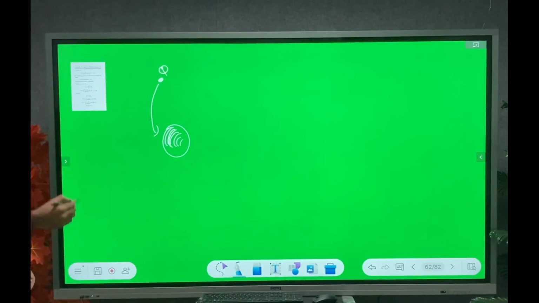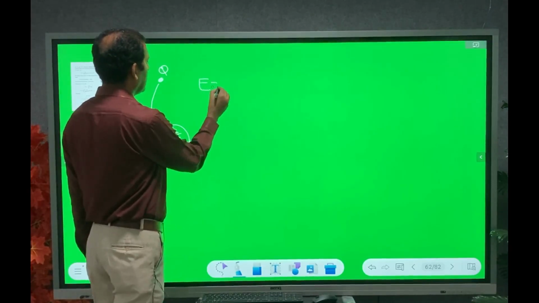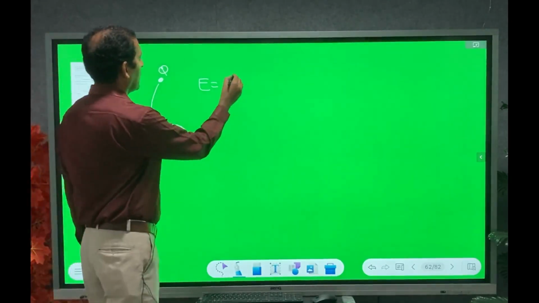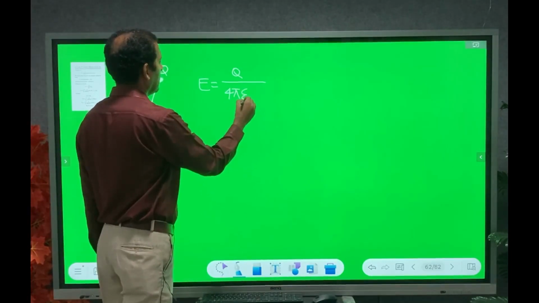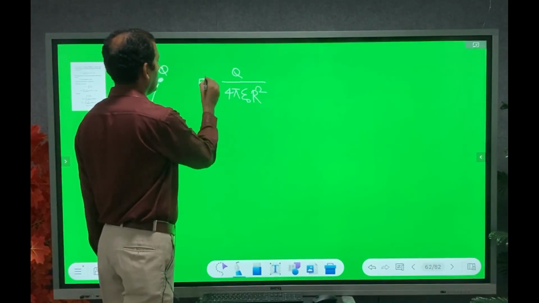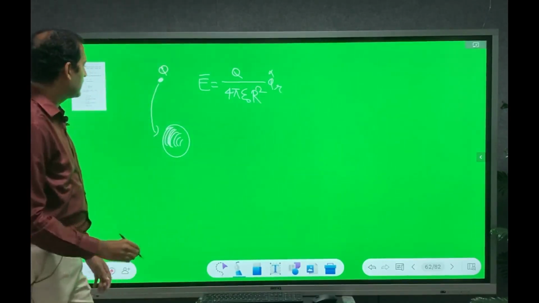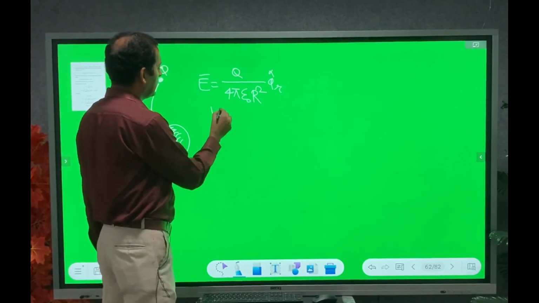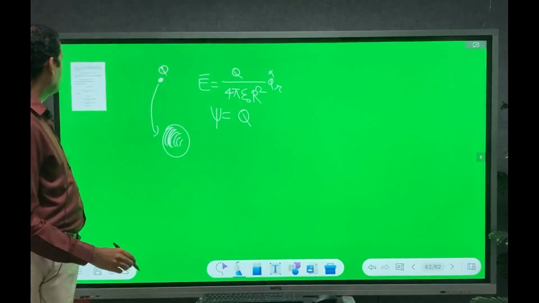For this charge, again we will start with the basic relation of electric field intensity. What is electric field intensity? For a given charge, it is given by q by 4 pi epsilon naught r square. If we consider the vector, we have to consider the direction ar cap. Now when we deal with a dielectric, we can use the relation of Gauss law, that is psi is equal to q.